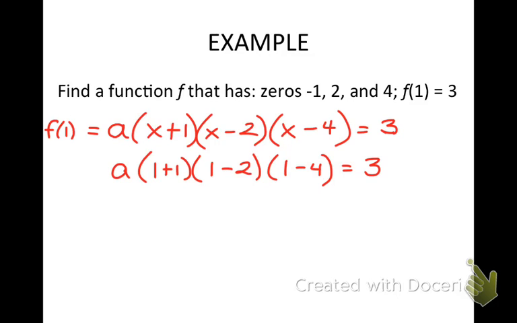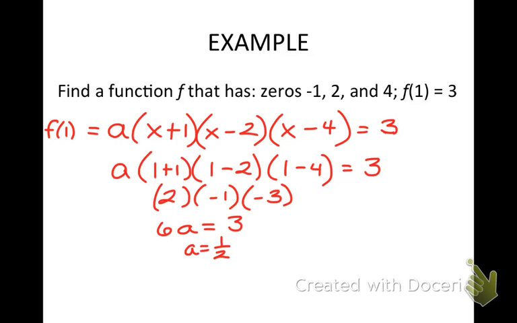Sure. Work inside your parentheses. 1 plus 1 is 2. 1 minus 2 is negative 1. 1 minus 4, I'm saying that wrong, is negative 3. When we multiply these all together, what do we get? Positive 6. So I get 6a is equal to 3. So what does my a need to equal? 1/2. Good.